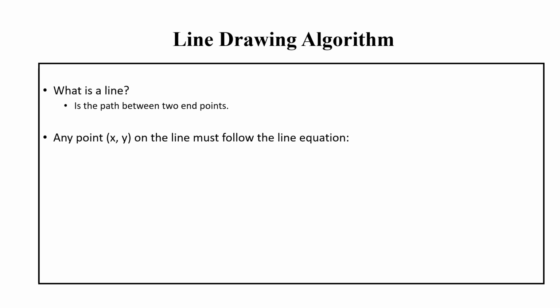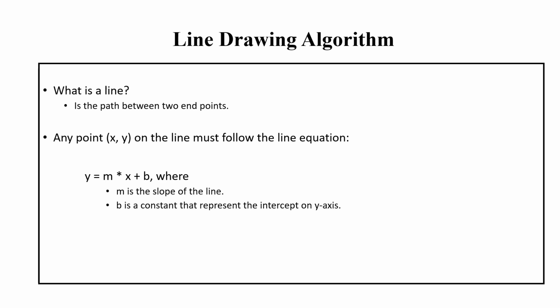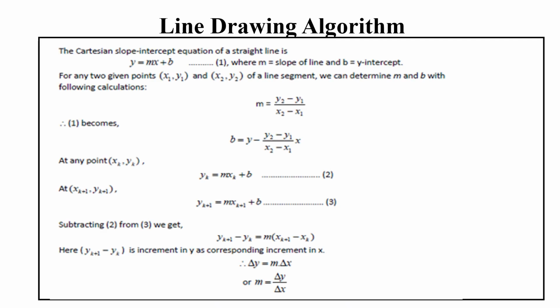So, any point, say x comma y, on the line must follow the line equation. What is the line equation? y is equal to m into x plus b, where m is nothing but the slope of the line and b is a constant that represents the intercept on y-axis. The Cartesian slope-intercept equation of a straight line is given by y is equal to mx plus b, where m is slope and b is y-intercept.